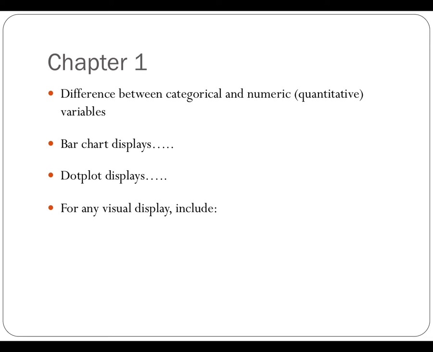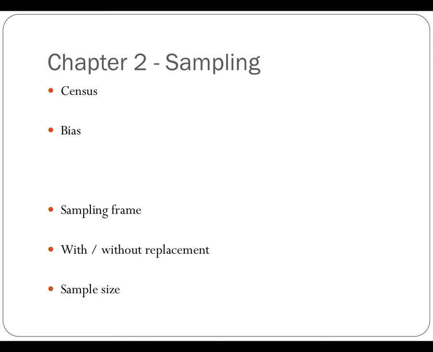For any visual display, you have to make sure you label the axes, you put scales, and you put a title. There is another chapter that has to do with graphs, so we'll talk about that more. This was pretty much chapter 1, though. Questions, comments? Okay. Chapter 2, sampling.